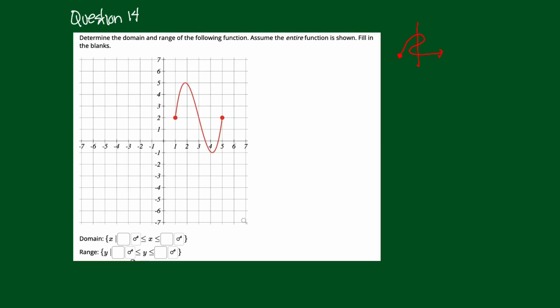Now, what are the domain values? So where do the x values go? It looks like they go continuously through from 1 to 5. So I'll put 1 to 5. So set of all numbers x such that 1 less than or equal to x less than or equal to 5. And the range, these are the y values, the verticals. They're going from -1 up to 5. All right, so these are going to go from -1 up to 5.